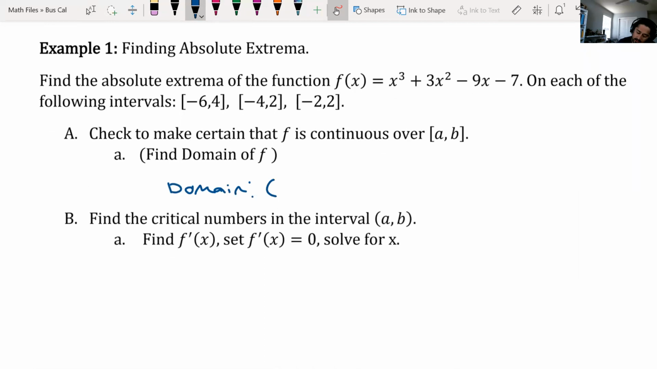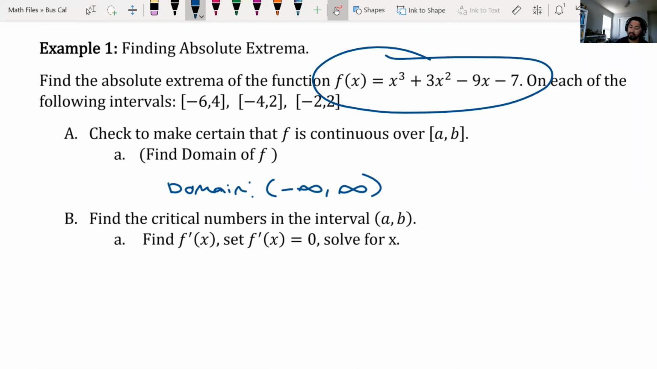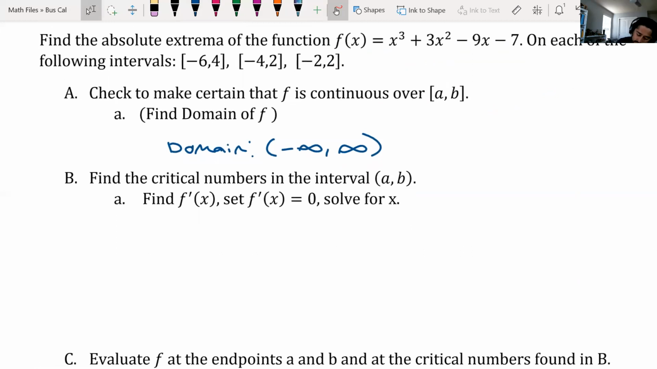Our domain is -infinity to infinity because we're given a polynomial. Okay. B, find the critical numbers in the interval. So this means that we are going to take the derivative of this function, set it equal to 0, and solve for x. Remember, that gives me critical numbers. So we'll say f prime of x, and we'll get 3x squared plus 6x minus 9.